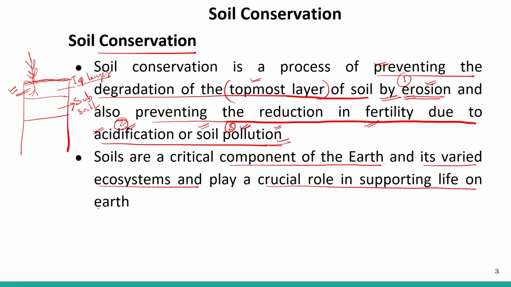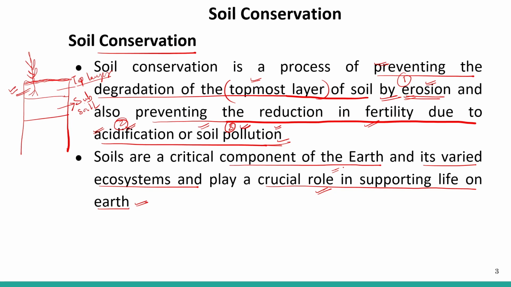So what is the crucial role of soil in supporting life on the earth? Whether it is an animal, a human, or any type of animal, we get all our nutrients from the soil, because plants absorb all the nutrients from the soil. Plants grow and provide food to everyone. The animals that eat plants are eaten by carnivorous animals. In this way, food is transferred from one trophic level to another.